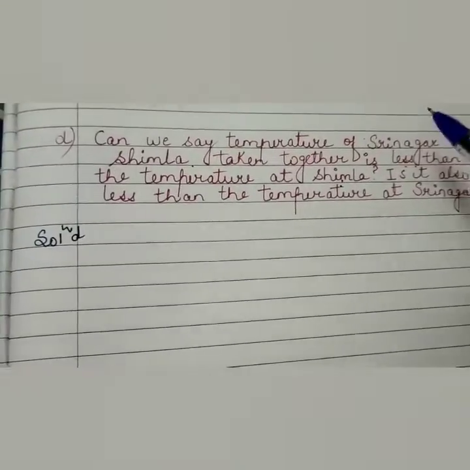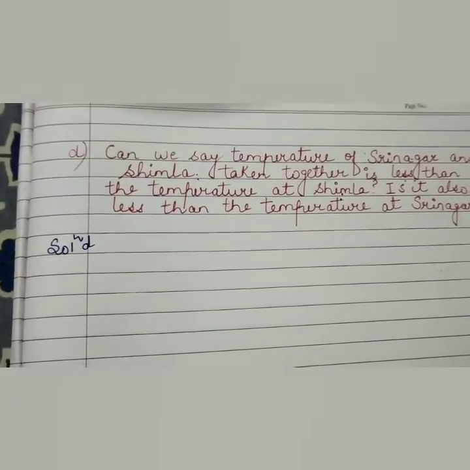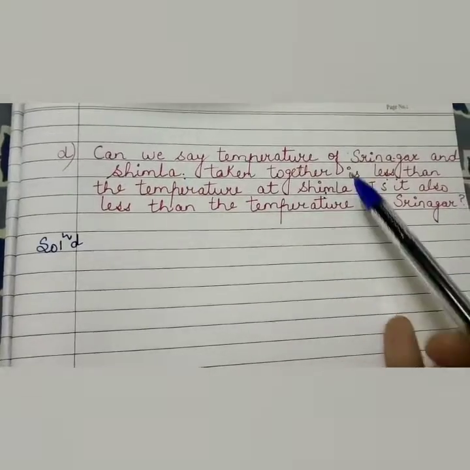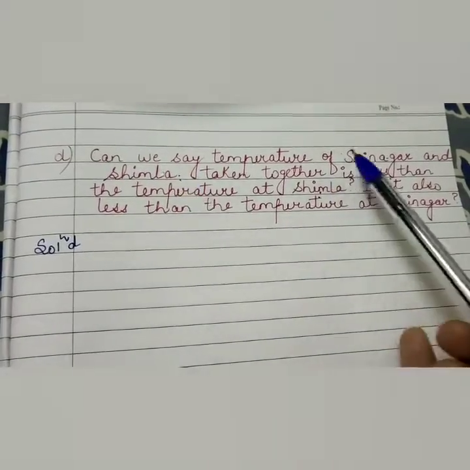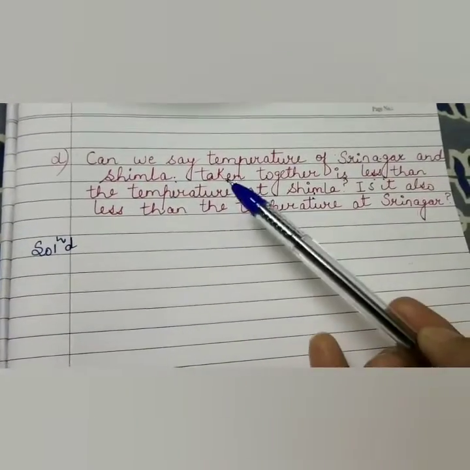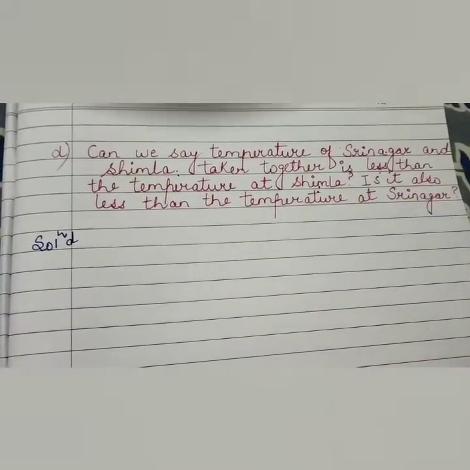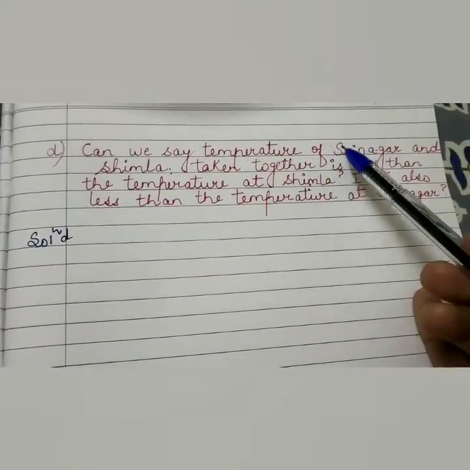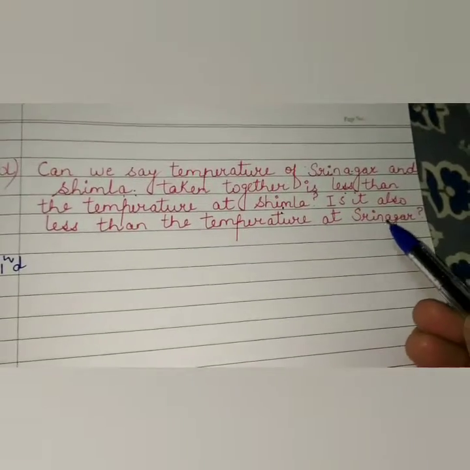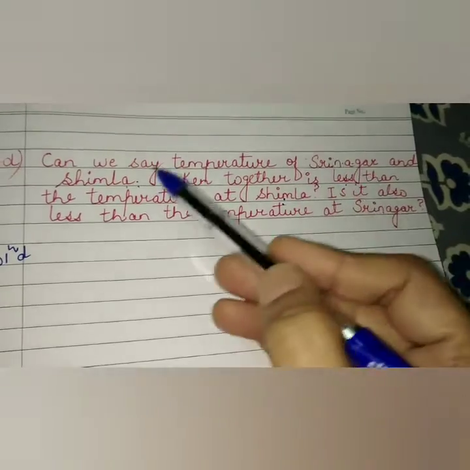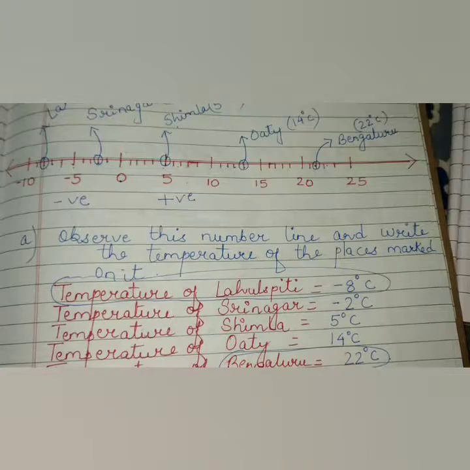It means what we have to do, we'll add the temperature of Srinagar and Shimla taken together. We'll add the temperature, we'll get one answer. We have to check whether this temperature is less than the temperature of Shimla. It means the temperature of Shimla should be greater. And again we'll take the temperature of Srinagar and Shimla, that answer, and we have to check with Srinagar also, whether it is also less than the temperature of Srinagar. It means the temperature of Shimla should be greater than the temperature of Srinagar and Shimla together, and the temperature of Srinagar should be greater than the temperature of Srinagar and Shimla together. So we have to check two things over here. So firstly we'll start with the first one.